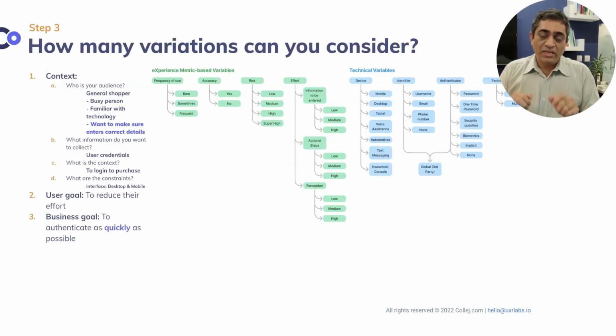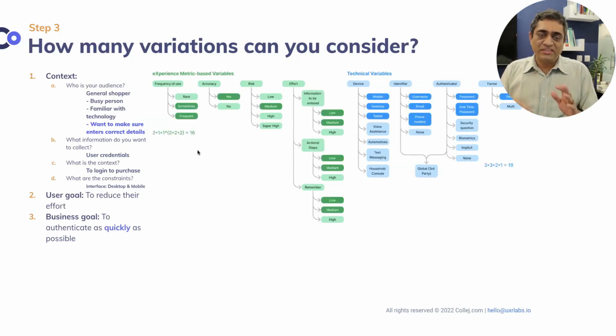Okay, now let's go back to the original problem that we had presented. So in the original problem, the context was, you want the users to enter their correct details, and it needs to be done as quickly as possible. So if you had that problem, how many different ways would you consider, would you think about your variables? If you go to the next slide, you'll realize there's 16 possible use cases where you would apply this, and there are 18 possible technical implementations of it, right?